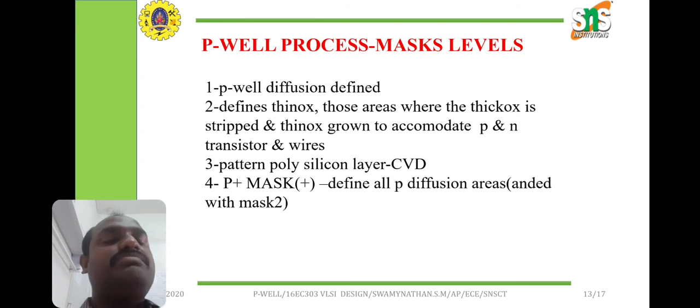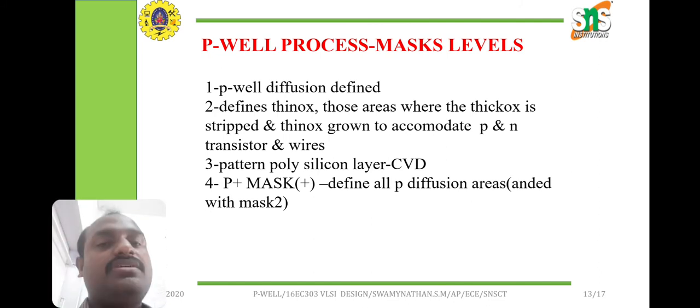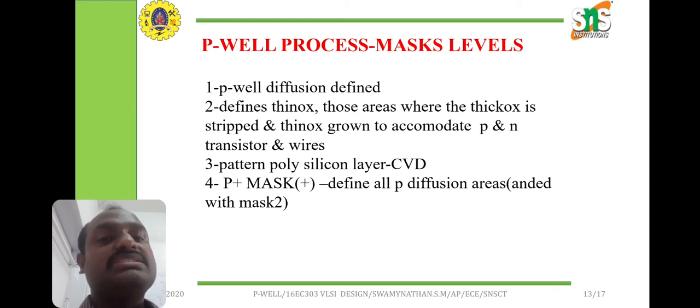Next we go for the PMOS different masking levels. The first one, pwell diffusion defined, and the second one, thin oxide and thick oxide for the P and N transistor. Next, the third one, patterning of polysilicon using CVD. CVD is nothing but chemical vapor deposition. And the fourth mask is the P plus mask positive. Already we discussed the P plus mask positive. It is defined for P diffusion. That is ANDed with mask 2, because the P plus mask positive and negative are both ANDed with mask 2.